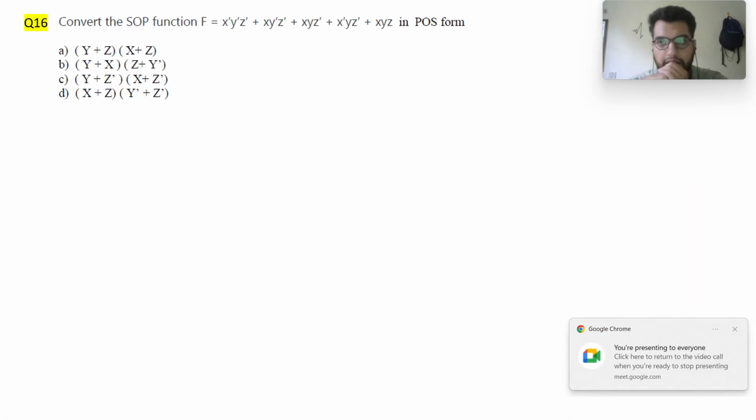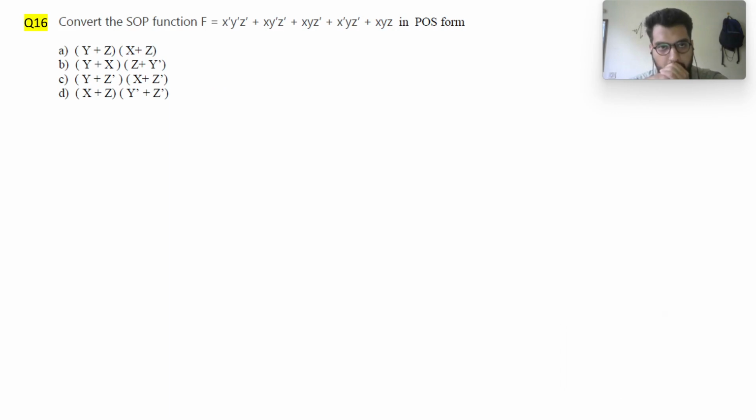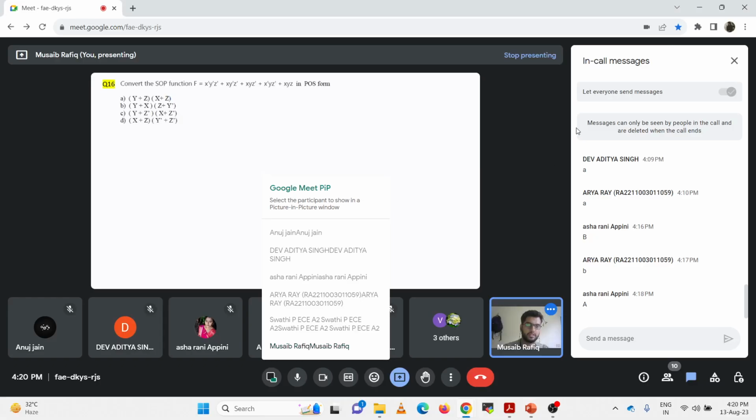This is a question I would like you guys to do first, then I will show you the solution. Convert the SOP function f equal to x dash y dash z dash plus x y dash z dash plus x y z dash plus x dash y z dash plus x y z in POS form. So you have to convert the SOP function that is given, f equal to something, into POS form. So kindly do it and then we'll do the solution after that. And after you are done with your solution, please type in your answers.